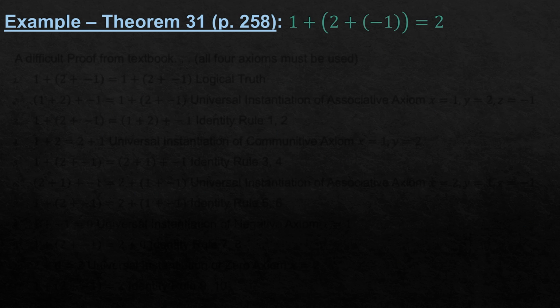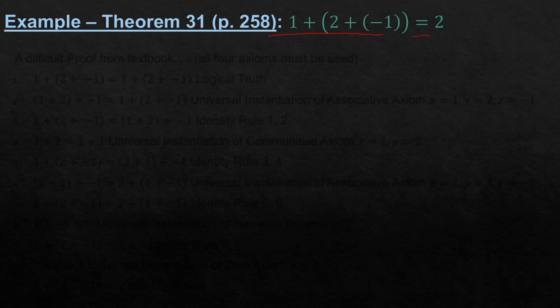Example 31, or I should say theorem 31, is on page 258 of the Stewart Hill textbook. We want to prove that 1 plus the quantity 2 plus -1 is equal to 2. It's an obvious statement. We can use our basic arithmetic, but the whole point of this, remember, is to use our axioms and the various rules of inference, and that's it. We want to use our logical toolbox. We don't resort to anything else.